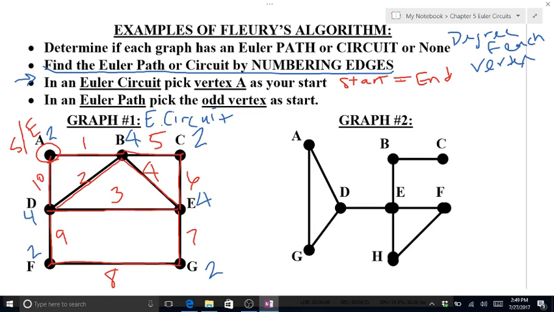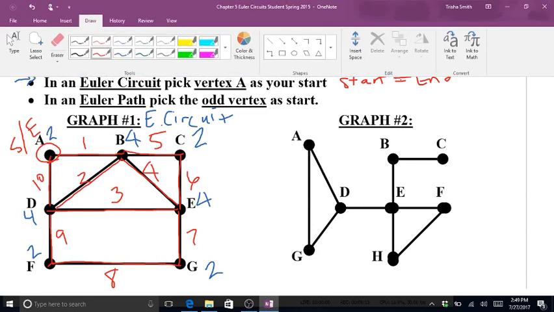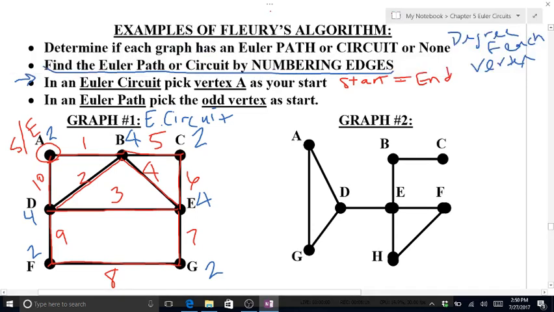So in graph number 2, let me switch back to my blue here. Again, count your degrees first and determine whether we have a path, circuit, or none. So A has a degree of 2, B has a degree of 2, C has a degree of 1. Notice my edge B to C, that is a bridge. Once I travel to C, I can't go back to C. That is a problem. So we definitely don't have a circuit here. We've got an odd degree.